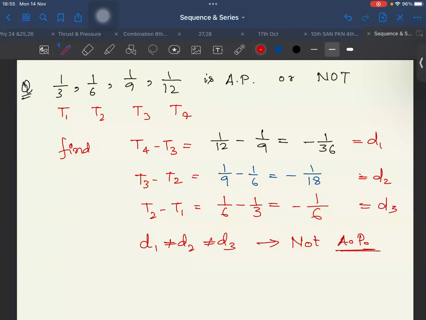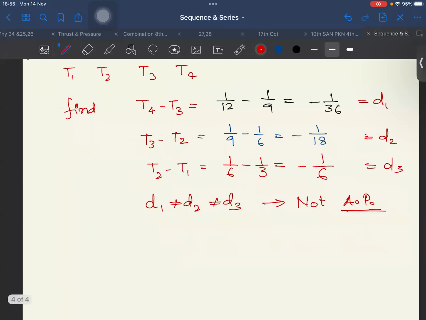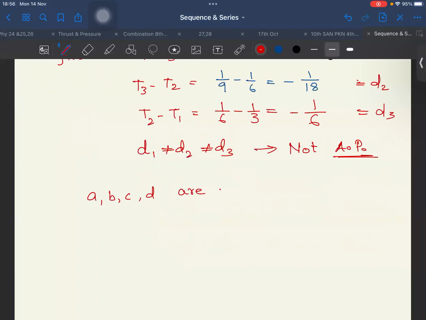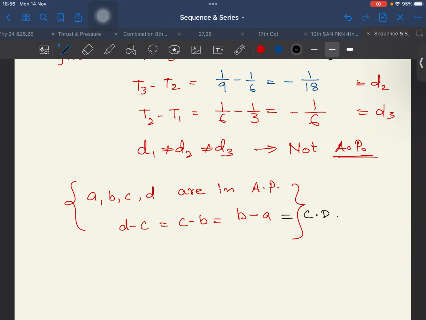First you have to subtract the terms, unless it is mentioned in the problem that this series of numbers is in AP. Numbers can be in terms of variables also, right? So if it is written that A, B, C, D are in AP, that means D minus C is equal to C minus B is equal to B minus A. As simple as that, which is equal to, of course, the common difference. Here D is just a variable, not the common difference. This will be equal to the common difference. Yes, got it?